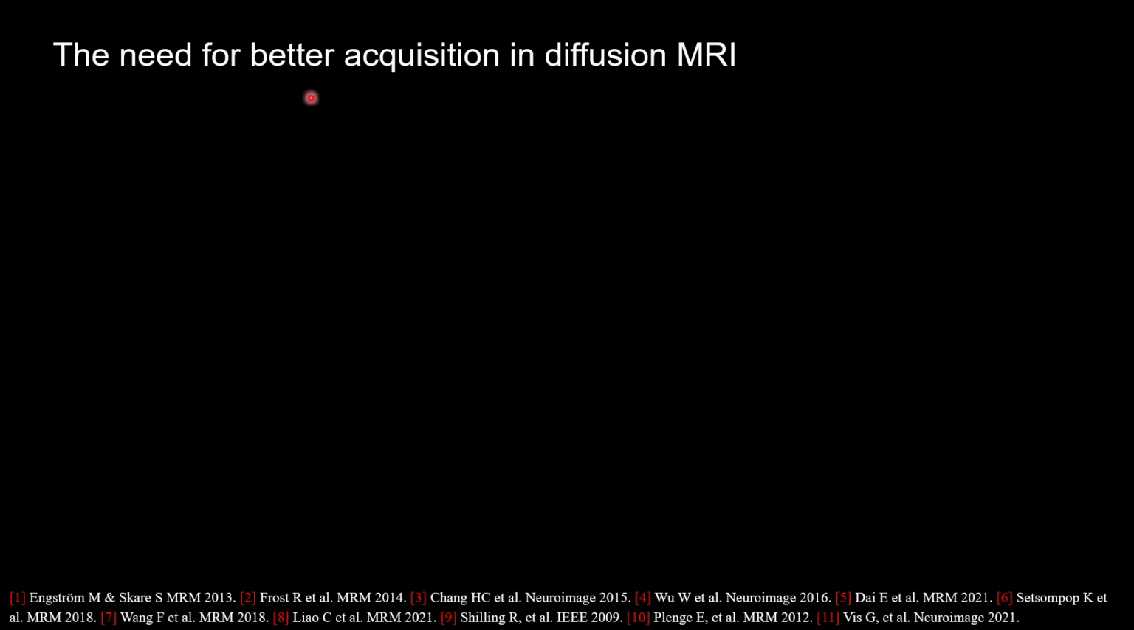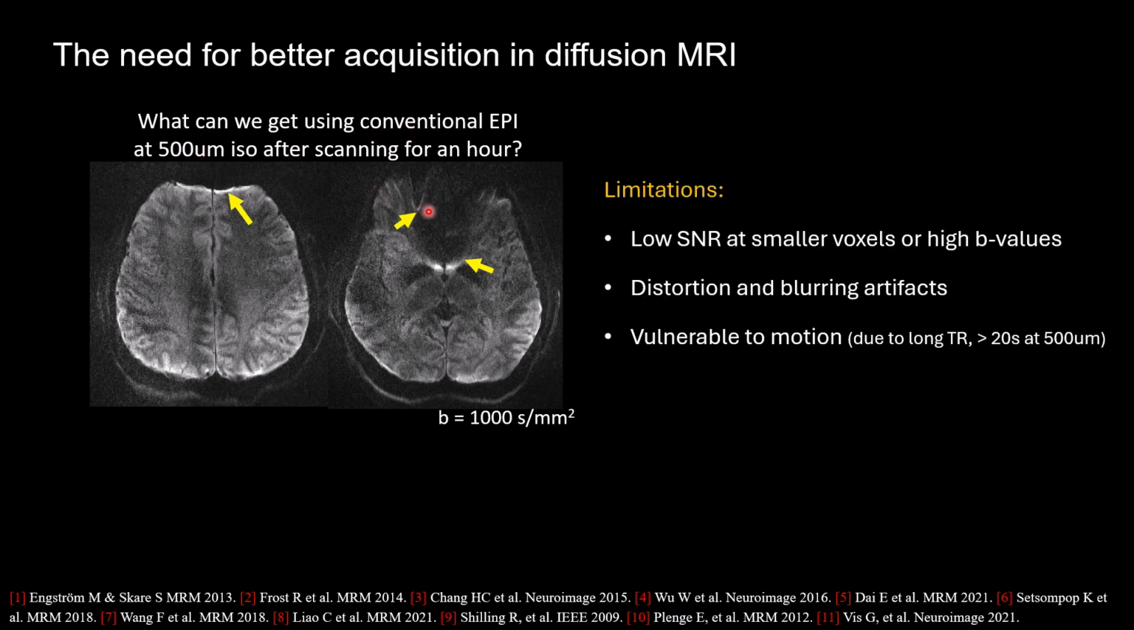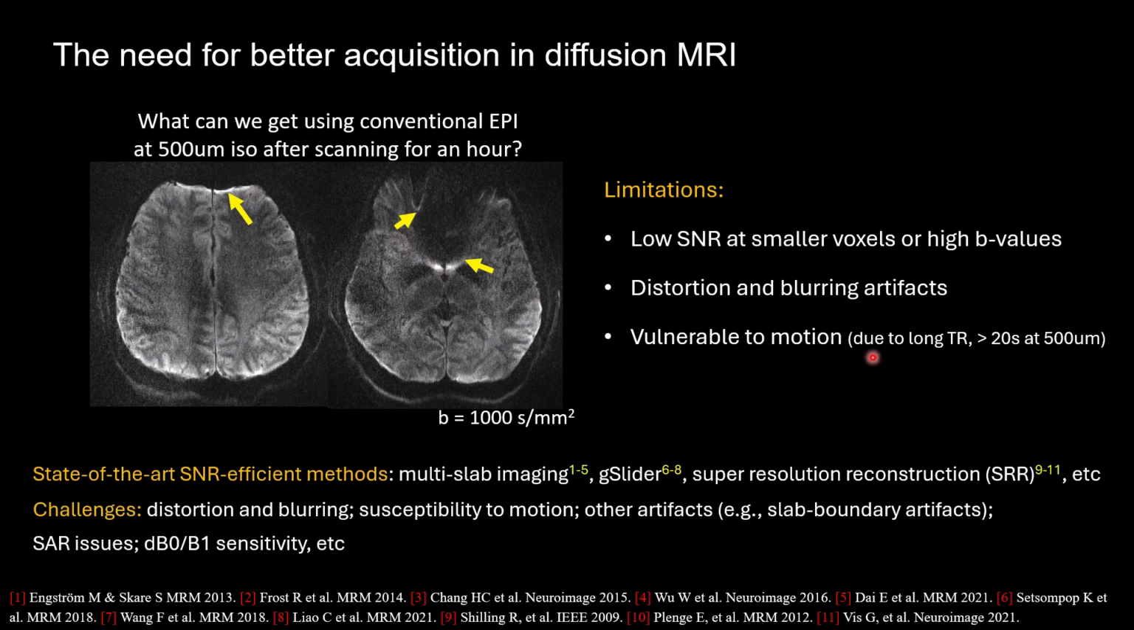One of the most important applications relying on spin-echo EPI is diffusion MRI. Here shows what we can get using conventional EPI after scanning for an hour at 500 micron. We can see, in addition to the low SNR due to smaller voxel size and diffusion gradients, there is severe distortion and blurring artifacts, and it can also be sensitive to motion due to the low volume TR.